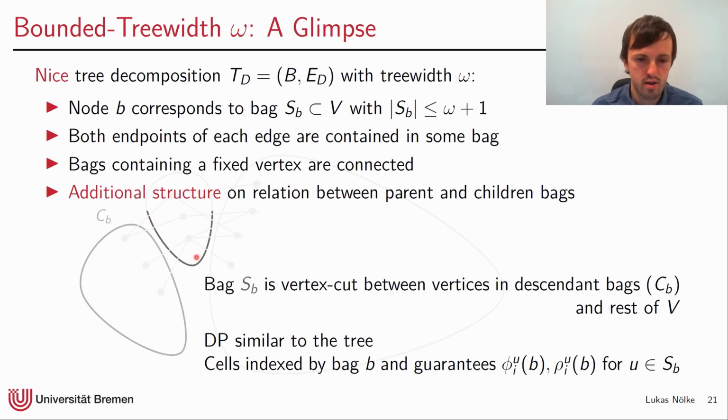points into the subgraph. Then the idea of the dynamic program is similar to that of the trees, except that we index the cells by bag, and we have inner and outer anchoring guarantees for every node U that is inside such a bag. And then in our recursive formula, we target the structure of the nice tree decomposition to propagate the anchoring guarantees consistently. This, however, requires quite some effort and technical detail, which is beyond the scope for this presentation.